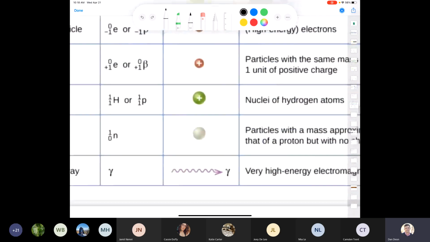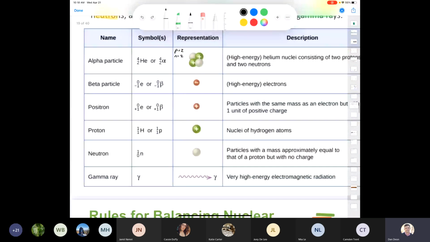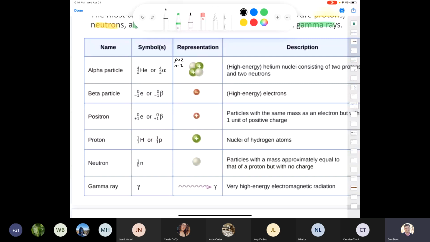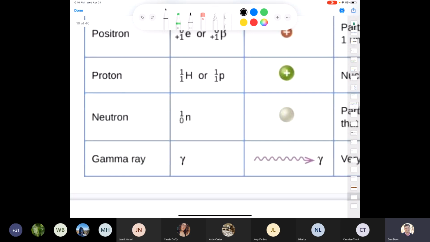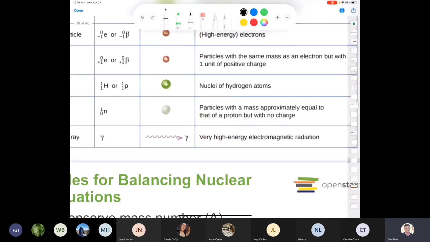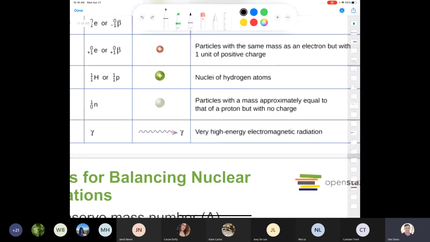A proton, I went over that this morning. You already know what a proton is. It's the nucleus of a hydrogen atom. A proton can either be represented by the letter p. Sometimes we just use a hydrogen to represent the proton. It's got a mass number of 1. It's got an atomic number of 1. A neutron has no atomic number because it's got no protons, but it has a mass number of 1. We use the little n to represent neutron. A neutron has pretty close to the same mass as a proton, but it's got no charge.